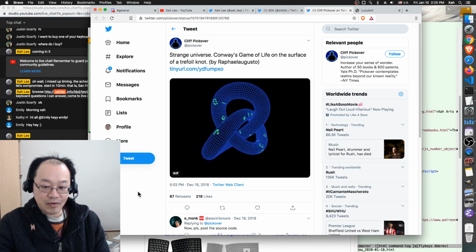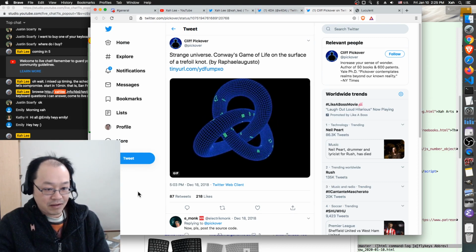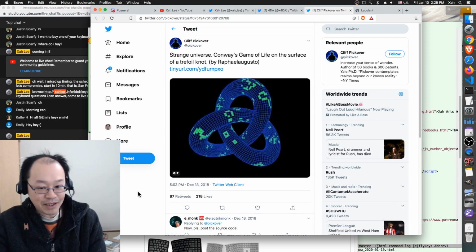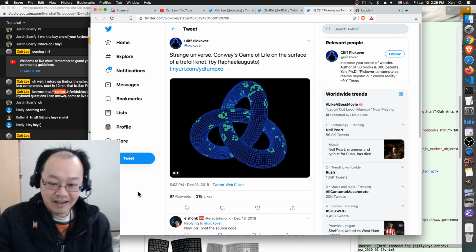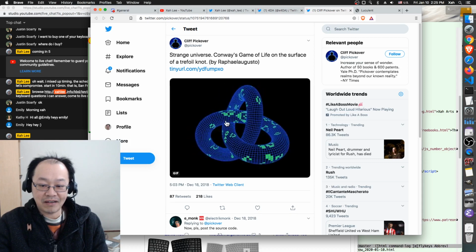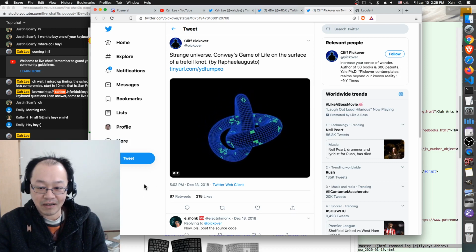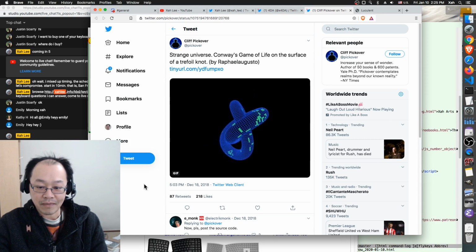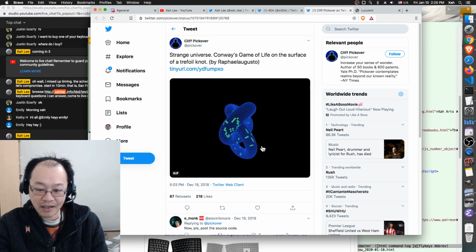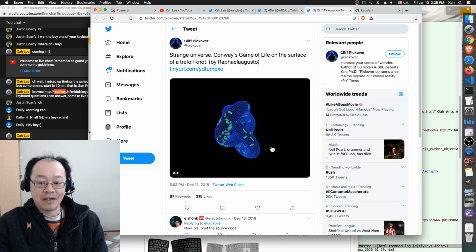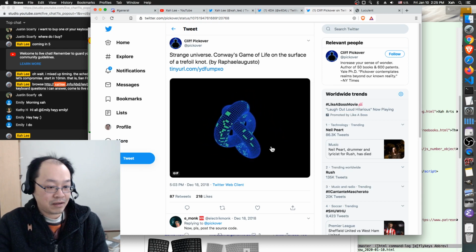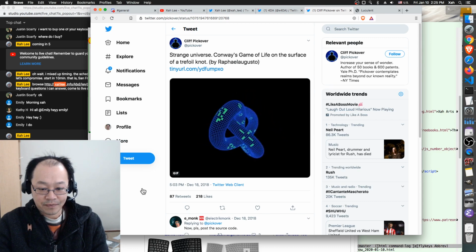Now, do you guys know what I'm talking about? Emily, do you know what I'm saying? Whether the game of life is topologically equivalent on a torus versus a trefoil knot or not. One way to think about that is to trace... So you know what I'm talking about. Are they equivalent? Do you think they are equivalent?